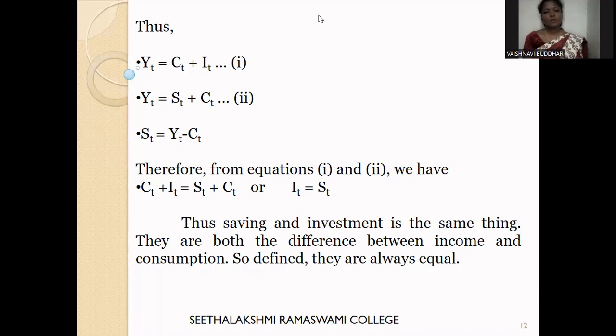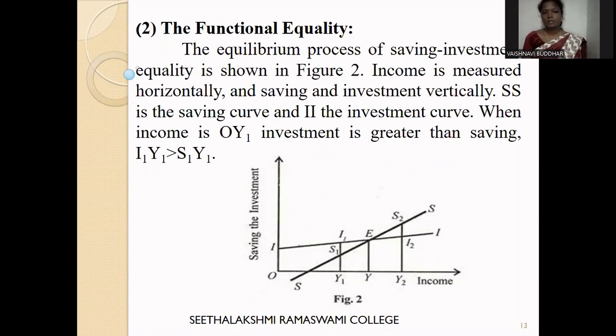Therefore, from equations 1 and 2, we have come to know that current consumption plus current investment is equal to current saving plus current consumption, which means saving equals current investment. So the equilibrium process of saving and investment is shown in the diagram.